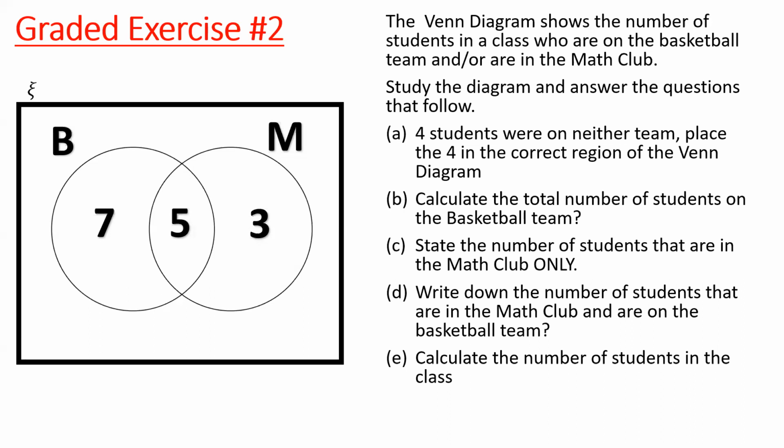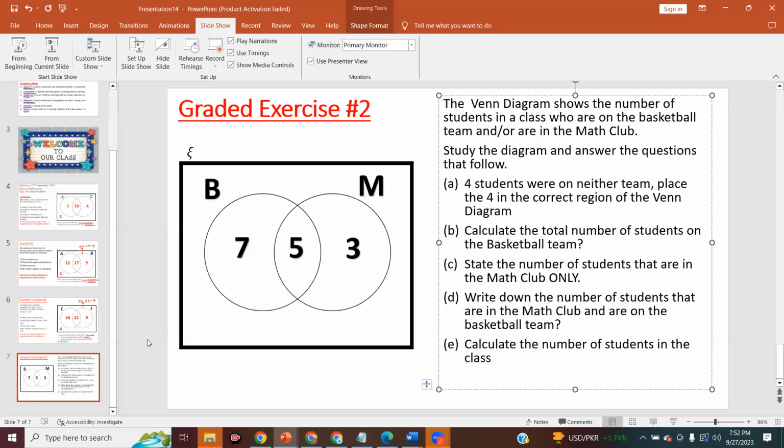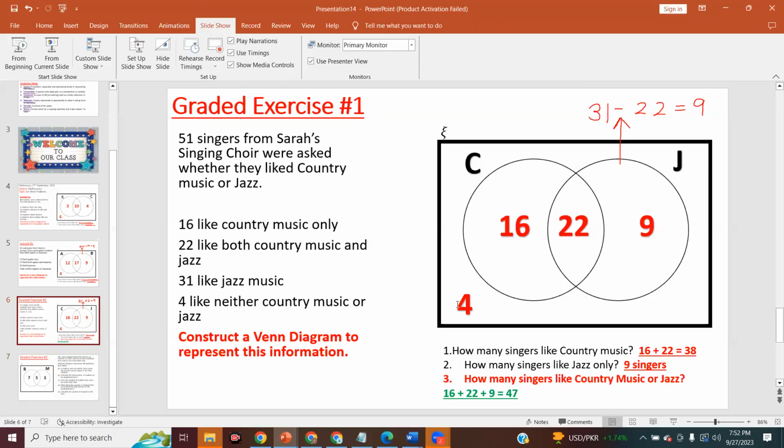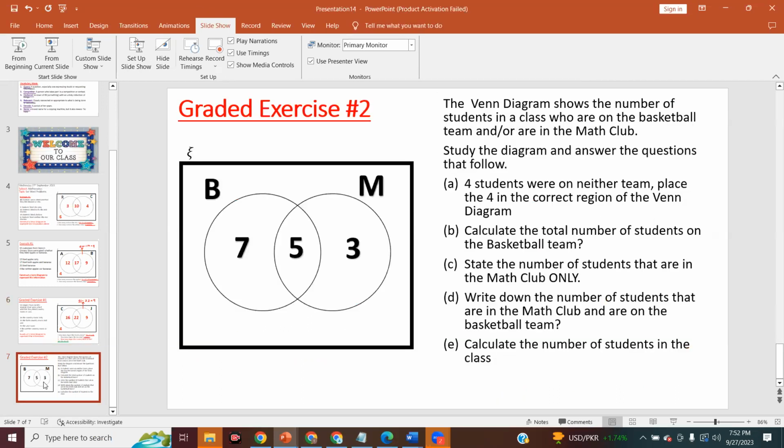All right, let's answer these because we have to move on to English. For the first question, it says that 4 students were on neither team. Where are we gonna put the 4? On the outside, outside the circle to the bottom. Very good, on the outside. That's where we're gonna put the 4.